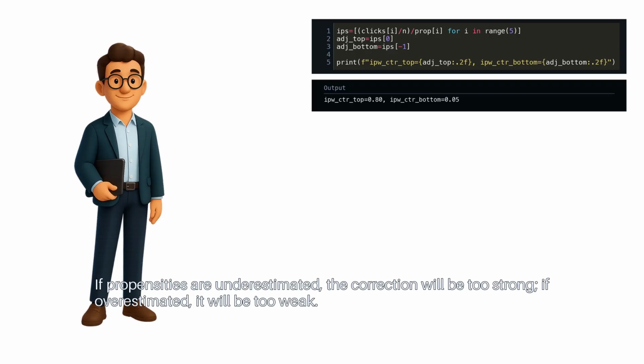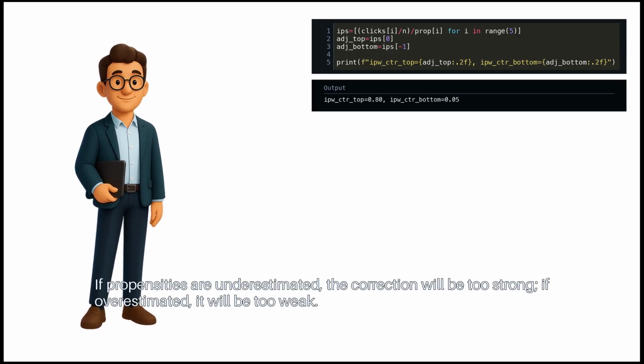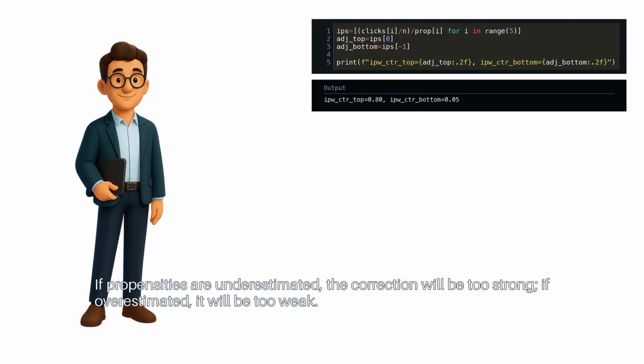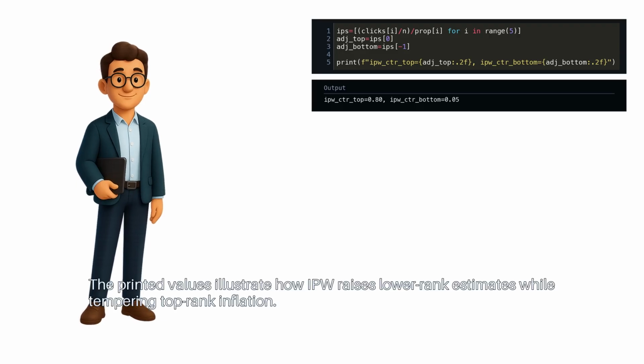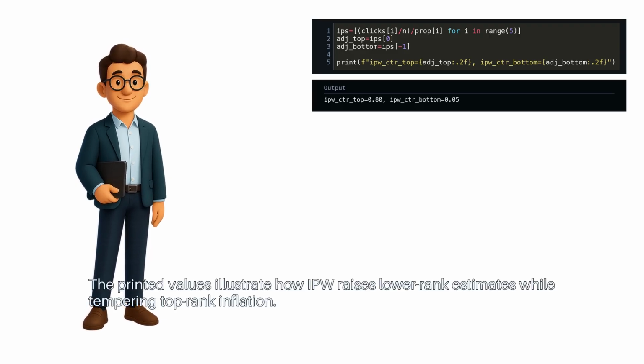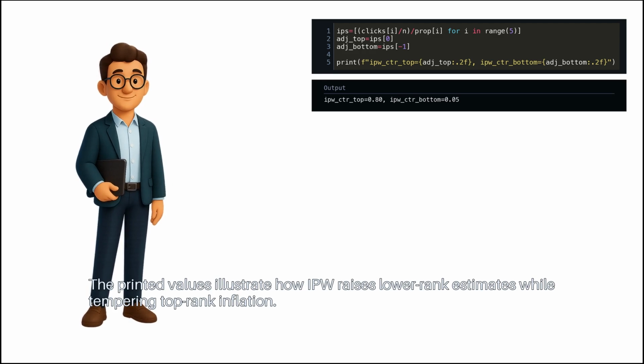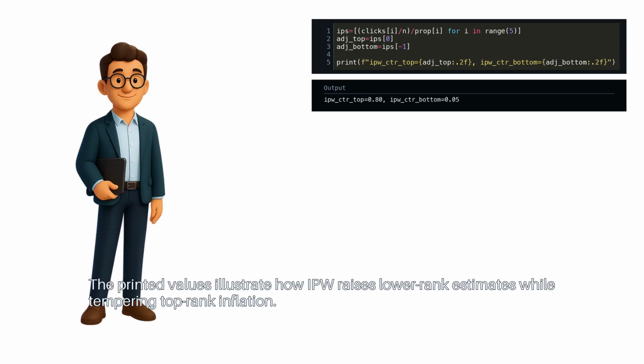If propensities are underestimated, the correction will be too strong. If overestimated, it will be too weak. The printed values illustrate how IPW raises lower rank estimates while tempering top rank inflation.